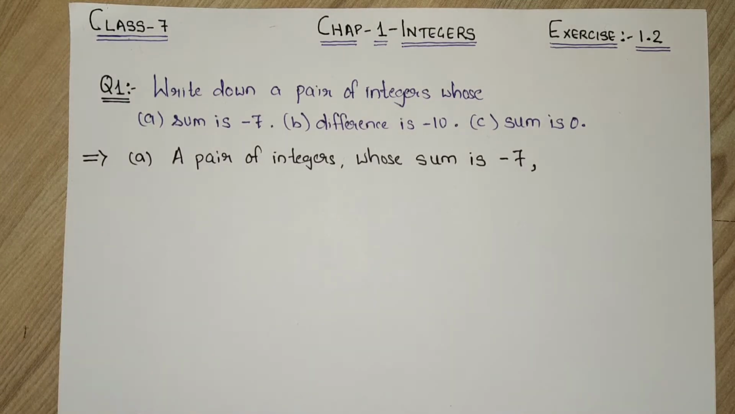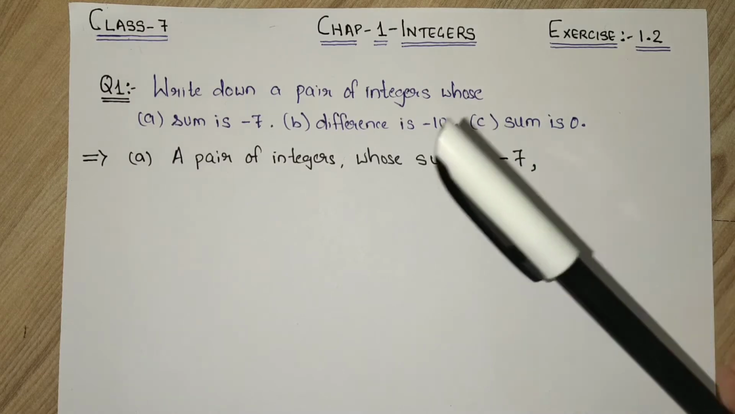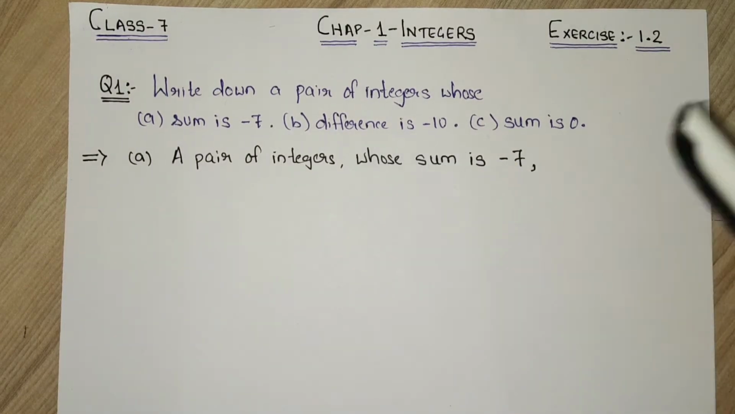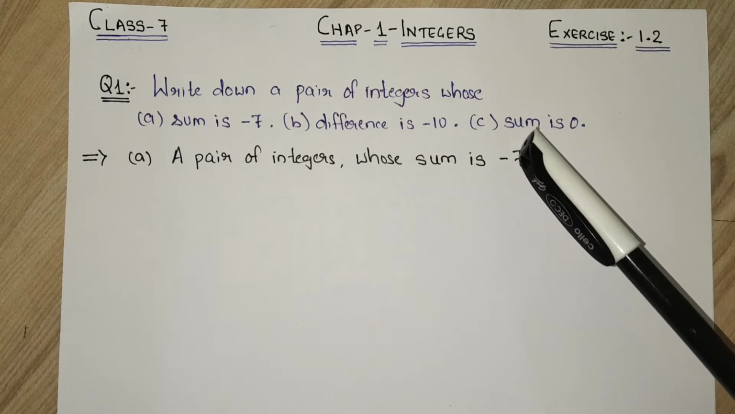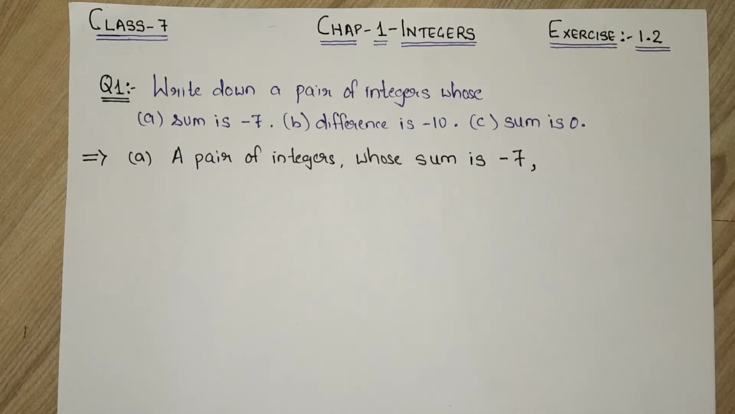We are in the topic integers, exercise 1.2. We are in question number 1. Let me first read out the question. Write down a pair of integers whose (a) sum is -7, (b) difference is -10 and (c) sum is 0.